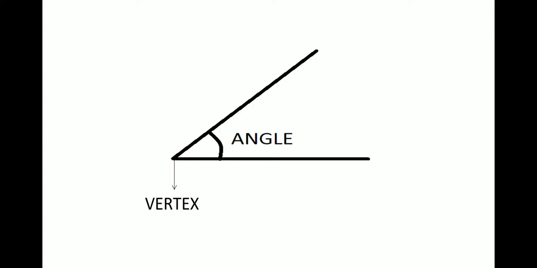So let's say there is a line and another line meets that line at this point. And thus there is a space formed over here. This space is actually called an angle. The point over here is called the vertex, and the two lines are called the sides, or also the arms of the angle.